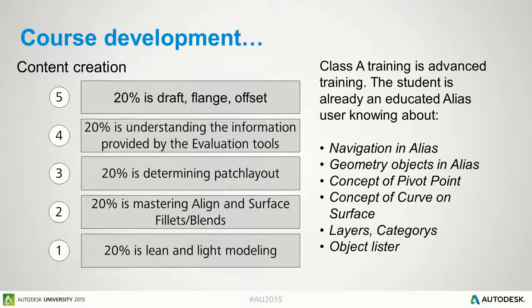So one of the things that we decided was, well, what are the five target areas that we think in Class A surfacing, what are the five areas that we'd like to concentrate on? Not in any order, but lean modeling. Teach people how to make light and lean models, okay? We wanted to be sure we targeted that. Based on experience, we know that using a line is one way to handle light and lean modeling, and that surface and blending, fillets and blending are people's biggest areas of problem. Determining patch layout, so where I put a surface, very critical.